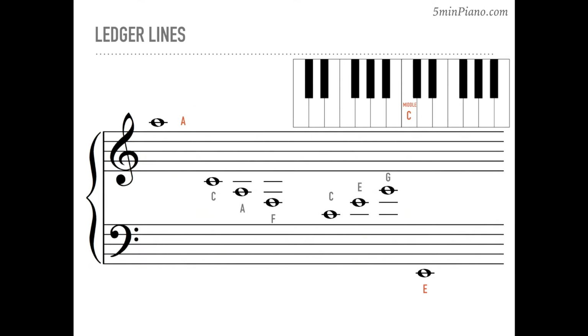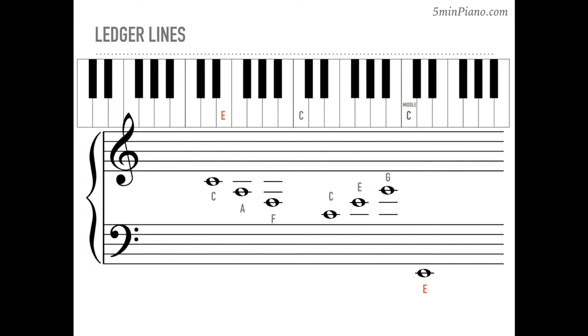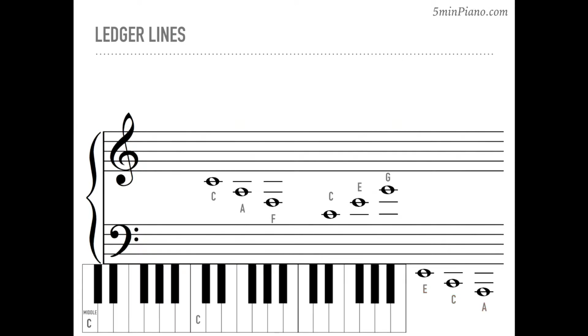Notice how low we have to go below middle C to get to that E. A third down from there is C, and then A. And above the treble staff is A. Up a third, C, up a third, E.